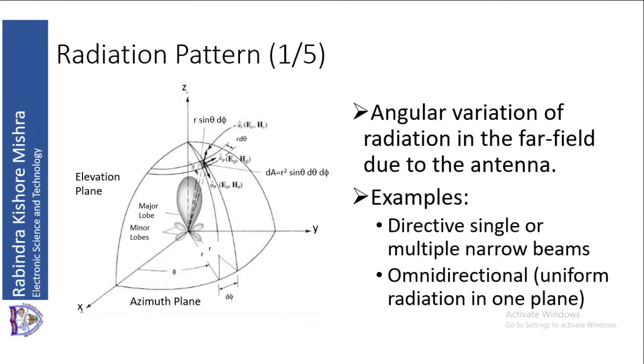So directive single beam or multiple narrow beams. Single beam means one beam, so there is only one maxima. If there are multiple beams and multiple maxima of the same or nearly equal amplitude, then those are called multiple narrow beams.